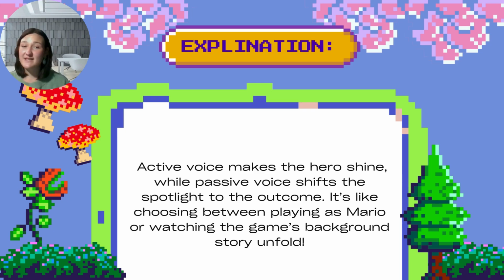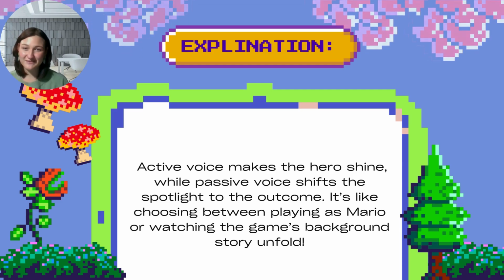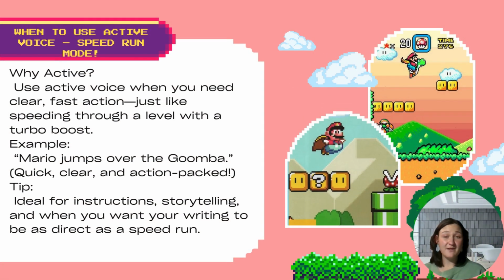Active voice makes the hero shine, while passive voice shifts the spotlight to the outcome. It's like choosing between playing as Mario or watching the game in the background as the story unfolds. The first mode is speedrun mode. This is when you use active voice.